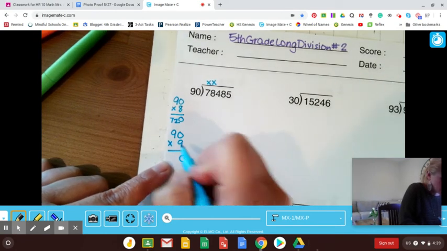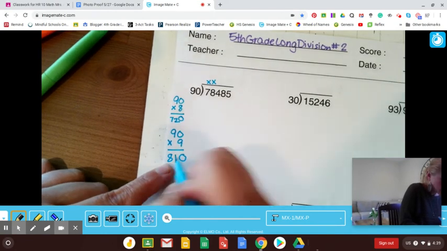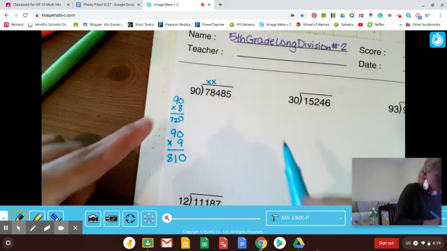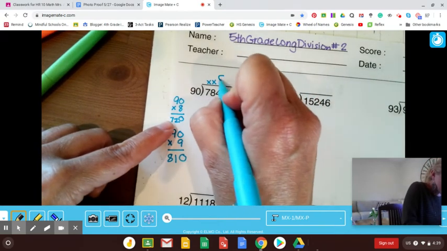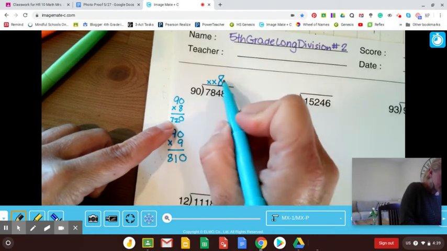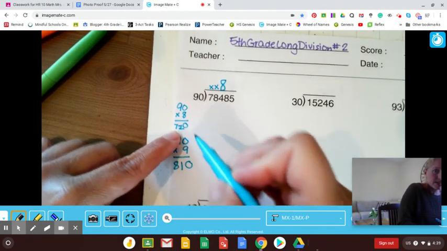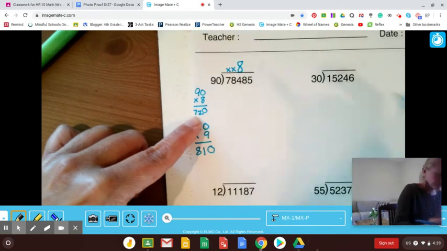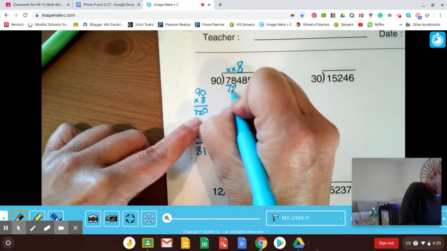9 times 0 is 0. 9 times 9 is 81. Oh, that's going to be a little bit too high, right? So I'm going to go with the 8. I'm going to put an 8 on top of my 4. 90 times 8, I did it right here, is 720. So I'm going to write 720.